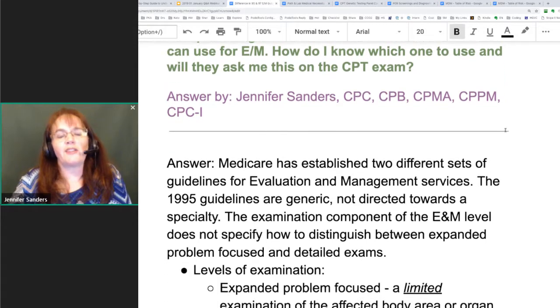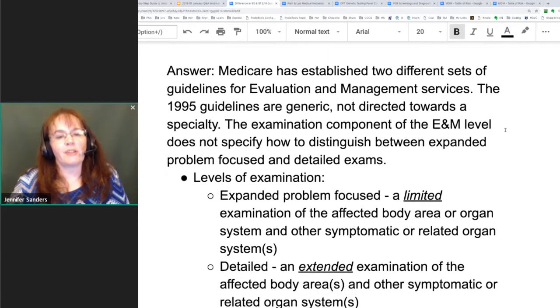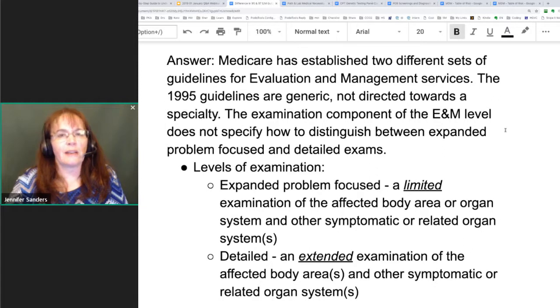So Medicare is actually the ones who established these two different sets of guidelines. In 1995, they came out with the first set of guidelines. They were pretty generic. It wasn't directed towards any specialty at all. So it became a little confusing for most people because the exam component of that E&M level didn't specify how to distinguish between an expanded problem focused and a detailed exam. So you have 4 different levels of an exam, but 2 of them were almost the same.